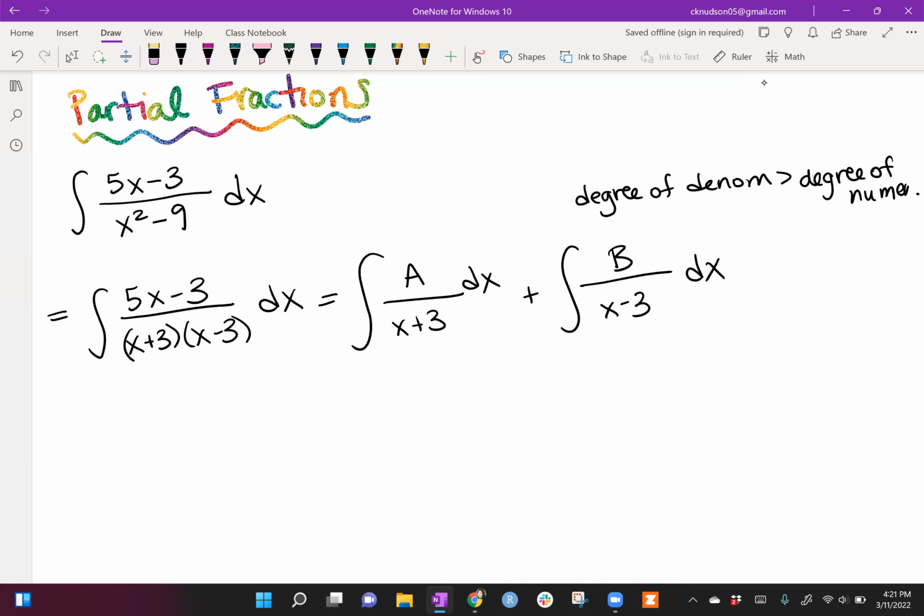So we need to find A and B, but first let's quickly talk about why we would want to do that. If we look at our original integral, we don't know how to integrate that. However, if we look at A over x plus 3, we can definitely integrate that. And if we look at B over x minus 3, we can also easily integrate that. So this is nice and easy. This is nice and easy. This we may have some sort of feeling about, but no worries because we can turn our left-hand side into our right-hand side.